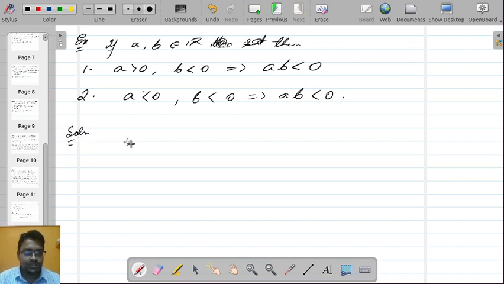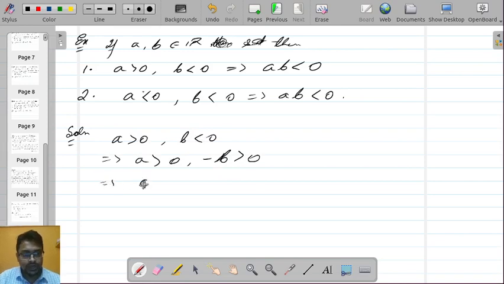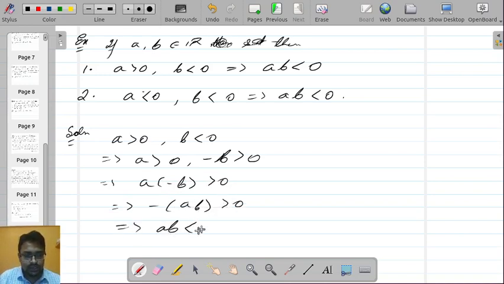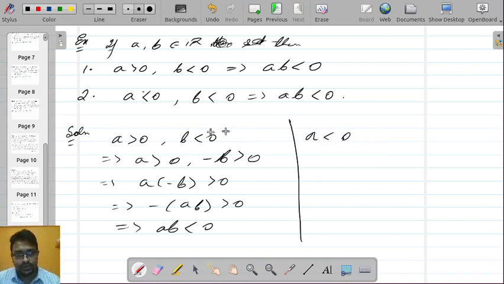So the solution is very simple. Given a is greater than 0, b is less than 0, this implies a is greater than 0 and minus b is greater than 0. So by order property, a into minus b is greater than 0, so that means minus of ab is greater than 0, so that means ab is actually less than 0. It's a very simple thing, but I forgot to do it in the earlier class, so we actually need this result.